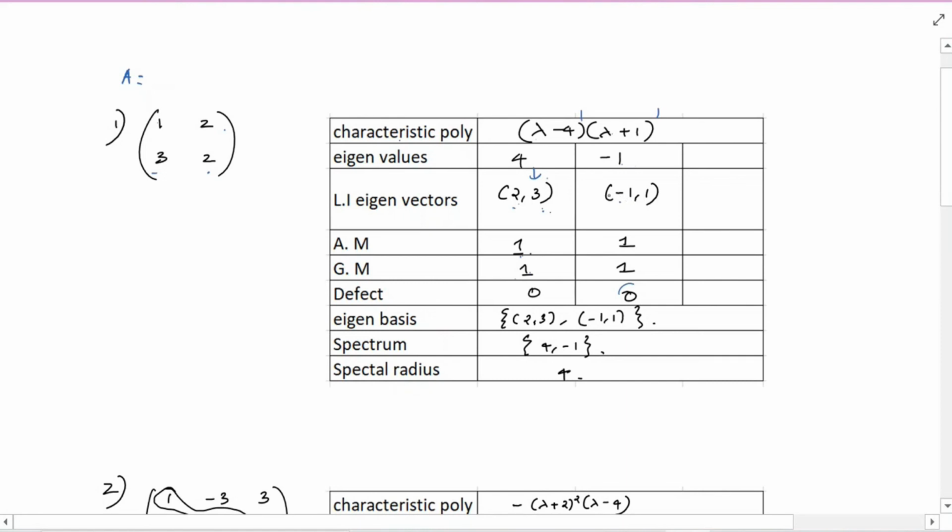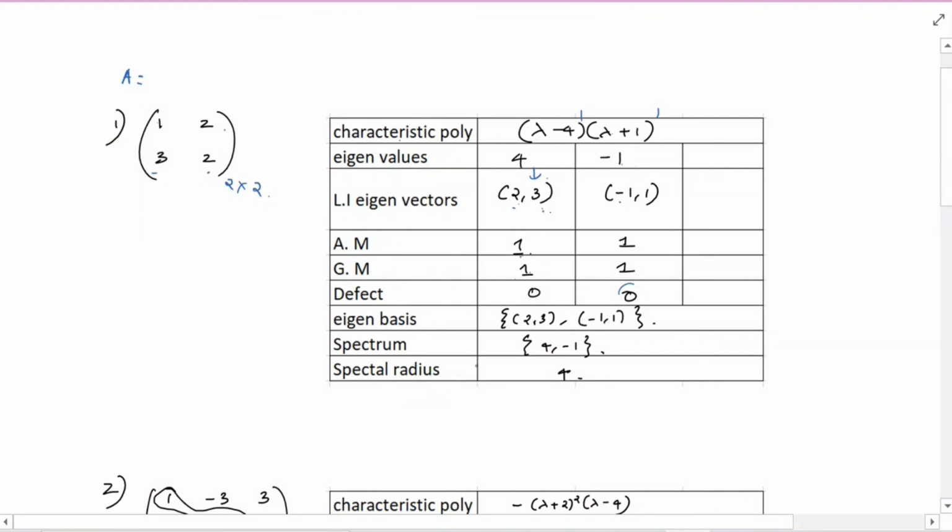Eigenbasis. Here we got totally two independent eigenvectors, which are 2, 3 and minus 1, 1. And the given matrix is a 2 by 2 matrix. So totally two independent eigenvectors are there. So there exists an eigenbasis, and one of these eigenbases will be 2, 3 and minus 1, 1. That will be the eigenbasis.